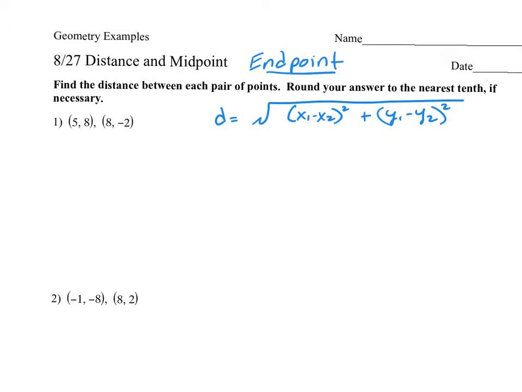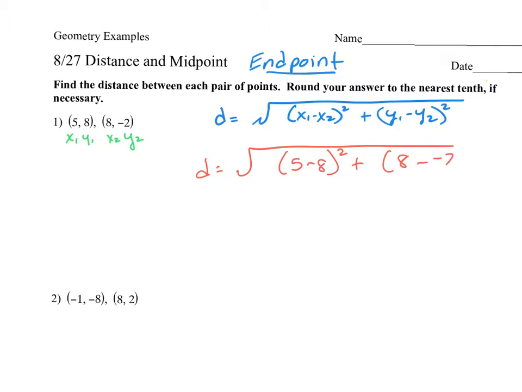So the first thing I do when I'm given 2 points is I name the first point x1, y1, and the second point x2, y2. And then I take those numbers and I put them in the formula. So we have distance equals square root, and x1 is 5, x2 is 8, plus y1 is 8, minus, and y2 is -2. And I just put them in the formula.